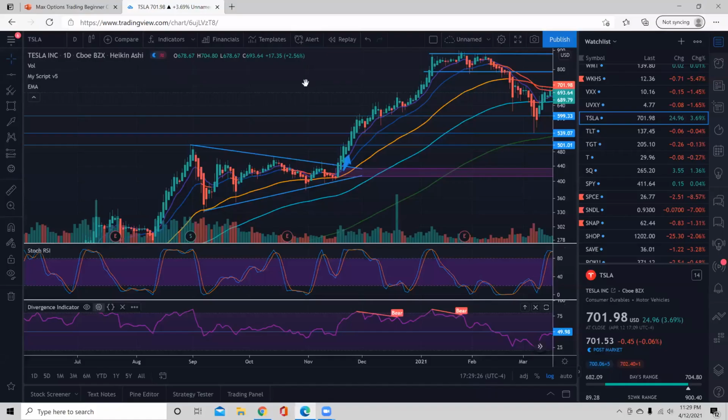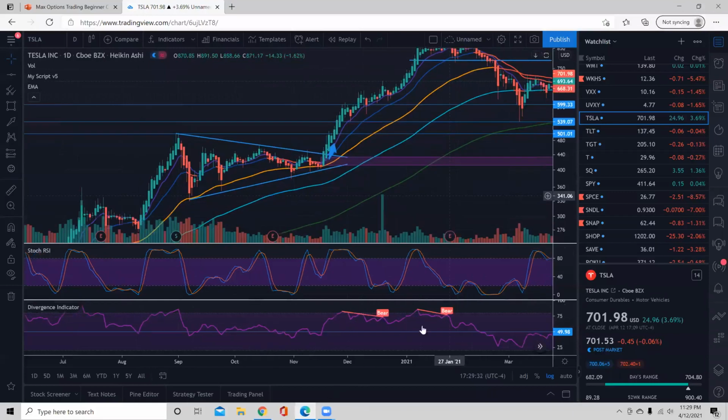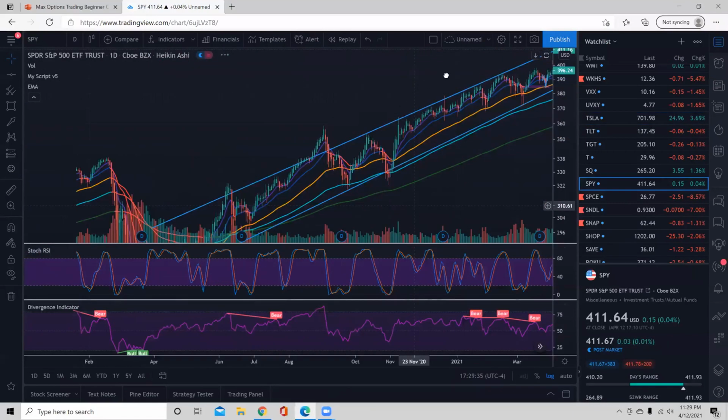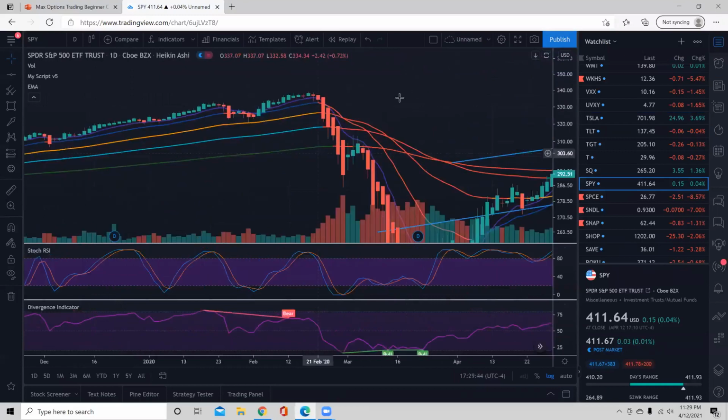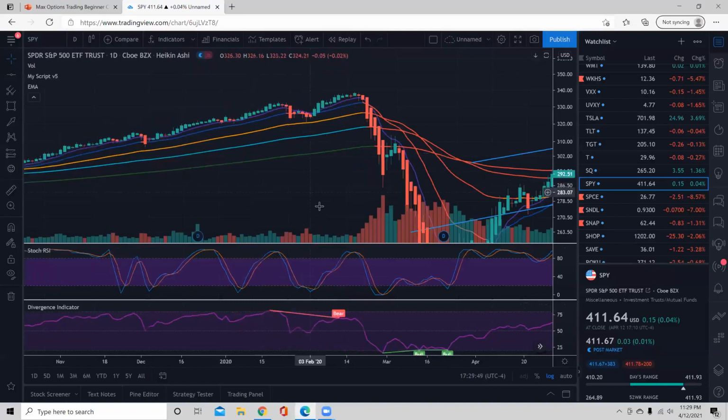I use the divergence indicator right here. It just makes my life simple because it does this. You see the bearish divergence, it draws out. Now, if we go back to SPY, if you were a really good technical analyst, back on the March drop, you'll see this bear flag, by the way. Look at this bear flag. But you'll see the big bearish divergence leading up to SPY here. So you'll see that SPY is making new highs.